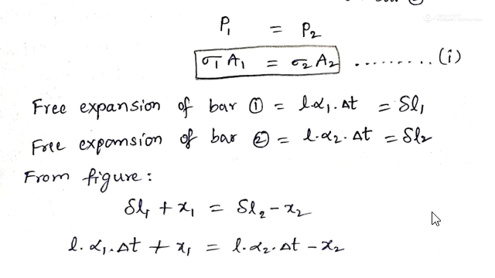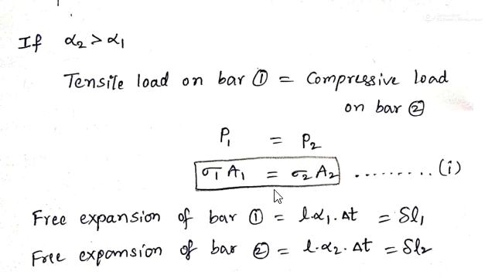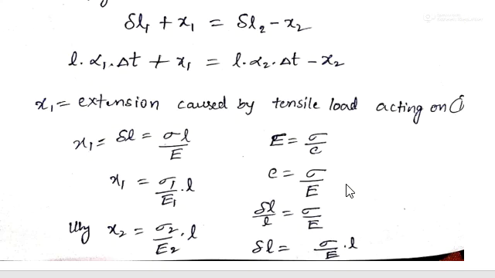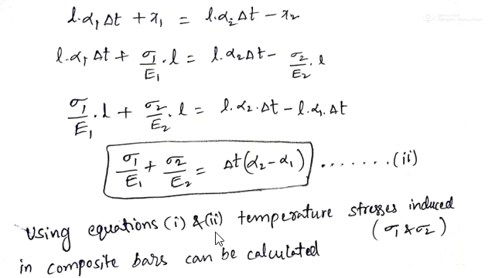So from these two equations, from the first equation, that is sigma 1 A1 is equal to sigma 2 A2, and from this second equation, we can find the temperature stresses, that is sigma 1 and sigma 2, in composite bars.